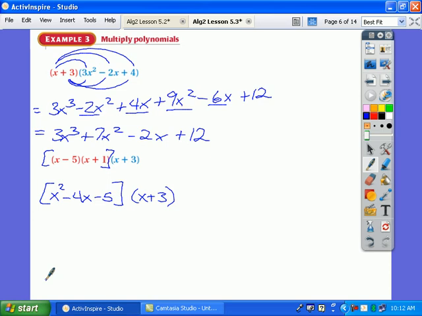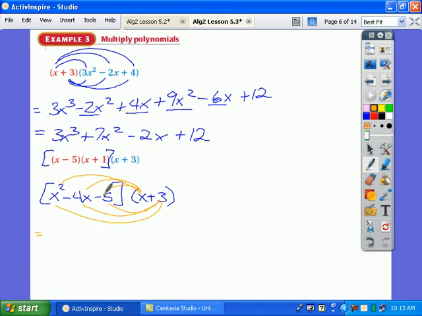That's our first part. So I've multiplied the 2 things. If you can see this in red, I've multiplied the 2 pieces in red. And now we're going to multiply by x plus 3. So now, for the second part of this multiplication, I should have 6 multiplications. So I should have x times x squared, x times minus 4x, x times minus 5, and then 3 times x squared, 3 times minus 4x, 3 times minus 5. So there should be 6 things now.